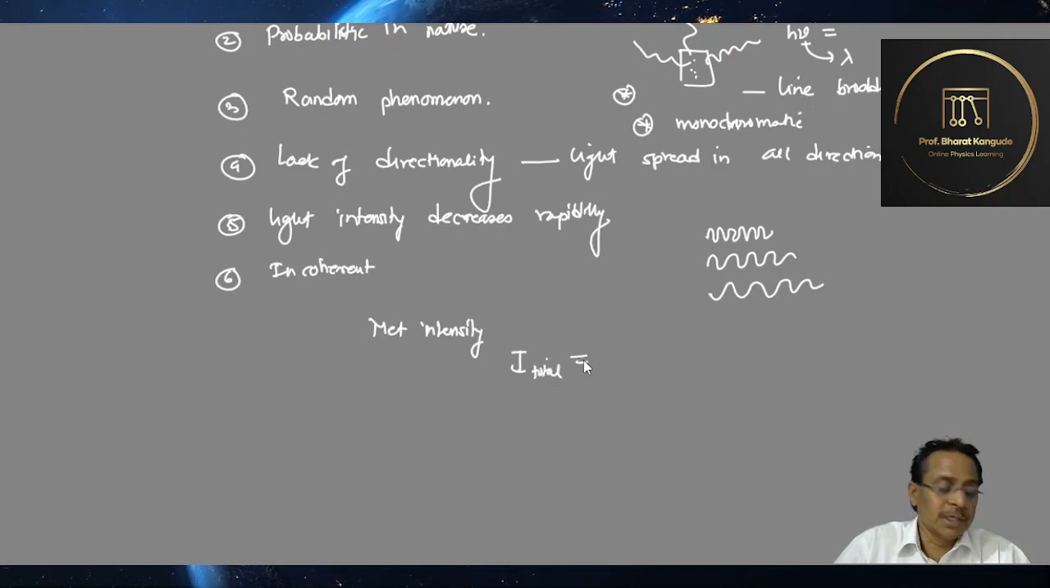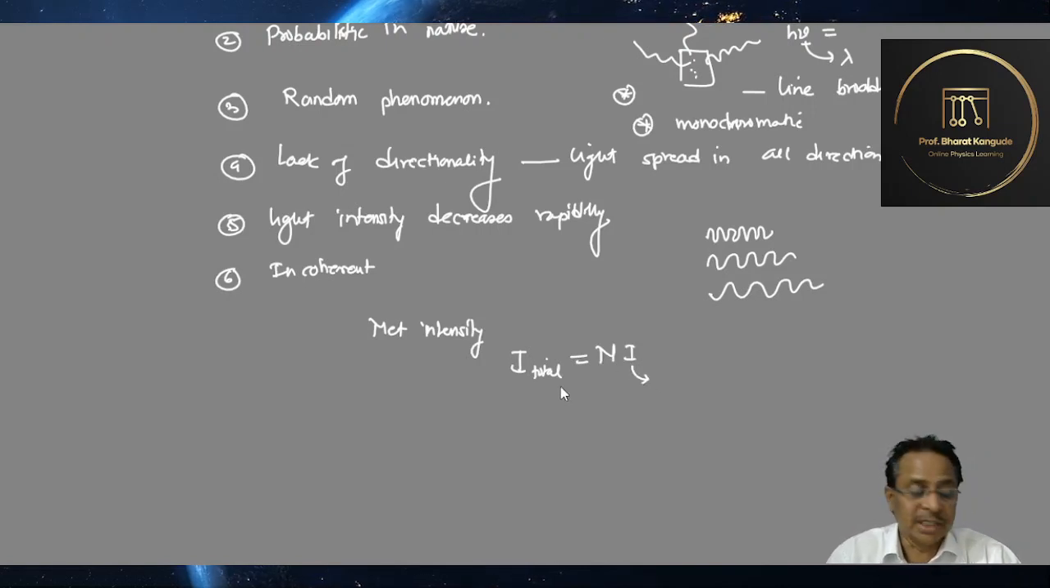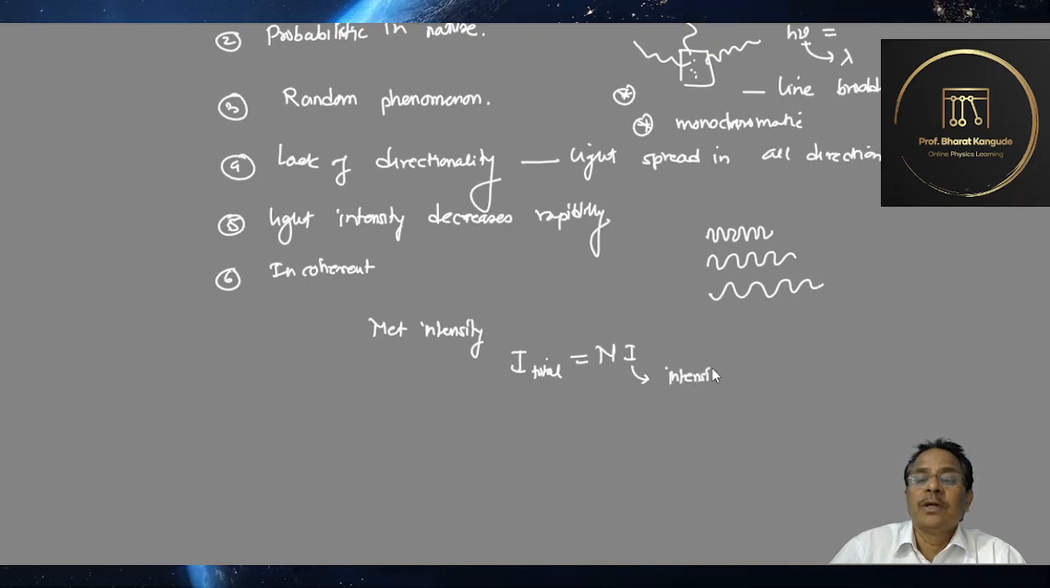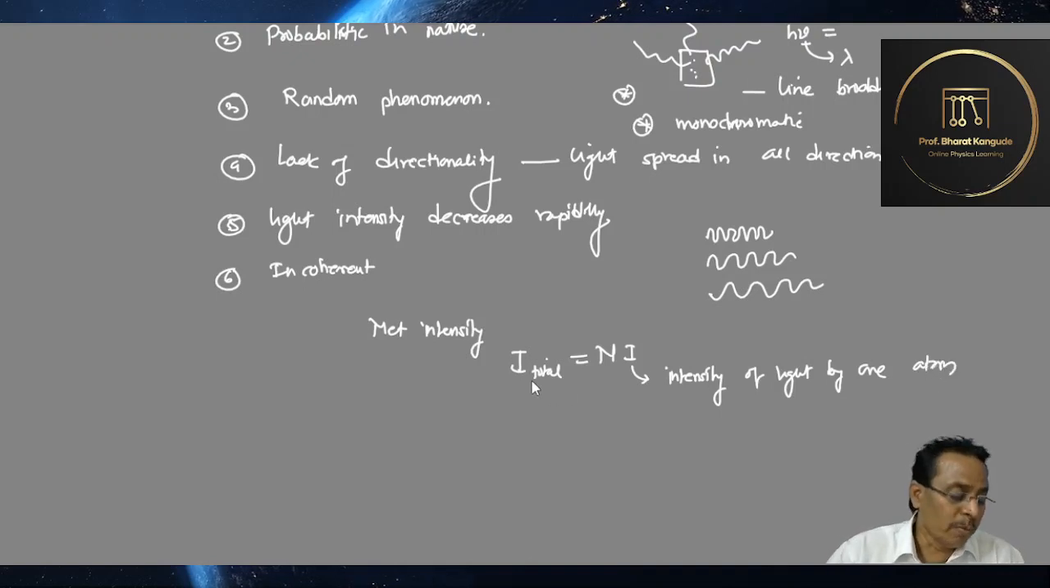This is given by capital I total, which is equal to N times I, where N is the number of atoms and I is the intensity of radiation emitted by each atom. So I is the intensity of light radiated by one single atom, and N is the total number of atoms present.